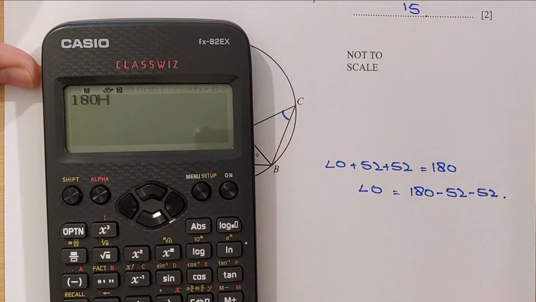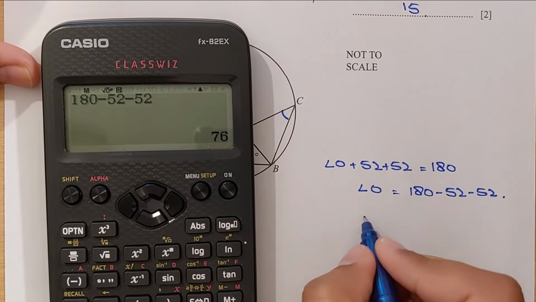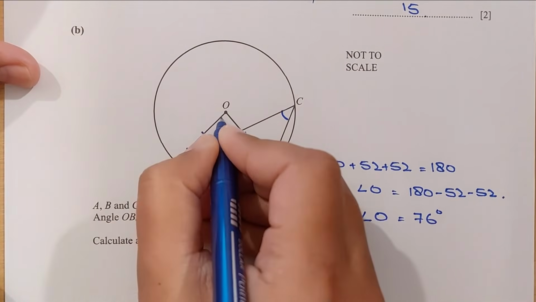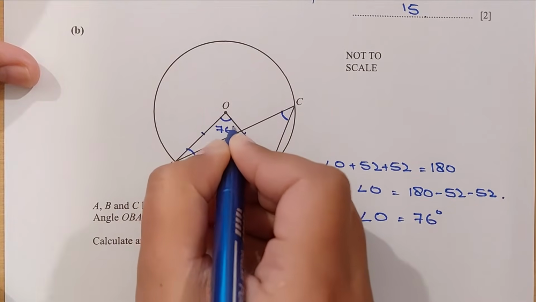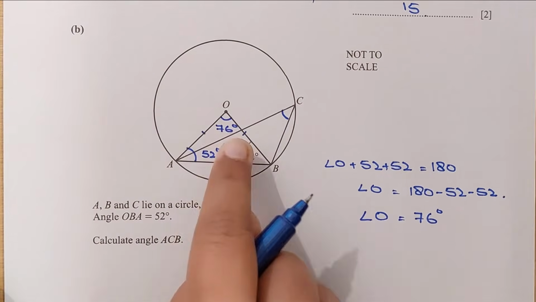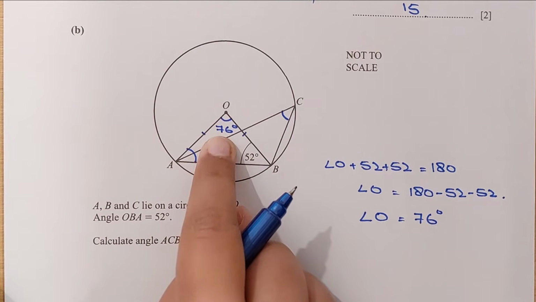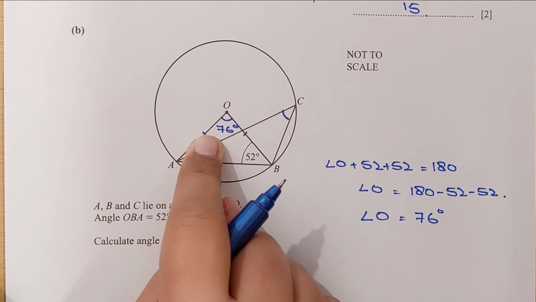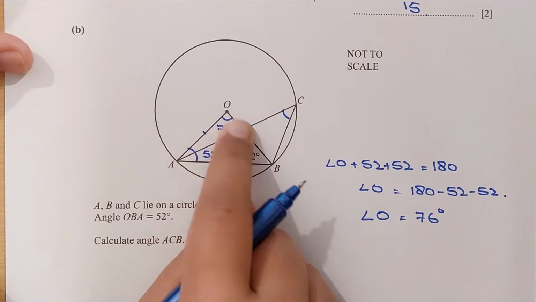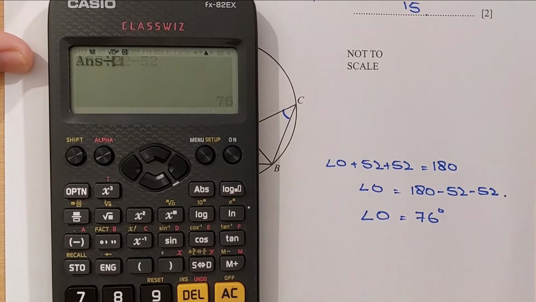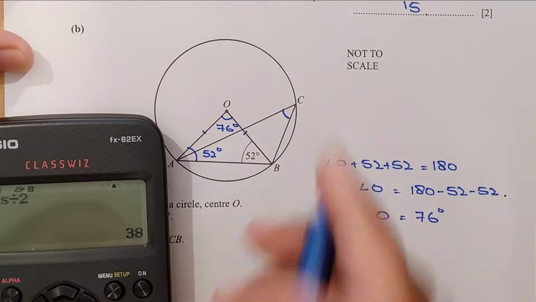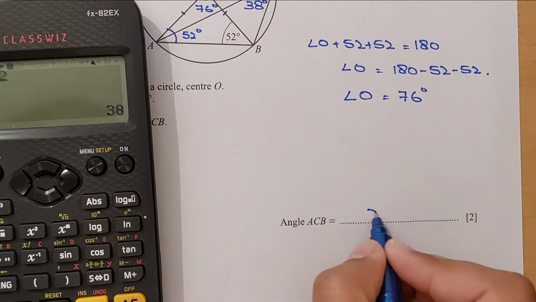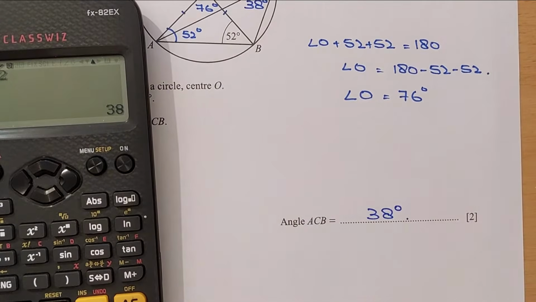So 180 minus 52 minus 52 is 76. Angle O is 76 degrees, right? So the angle at the center is 76. And what is the angle at the circumference? This is half of the angle at the center, right? So when the angle at the center is 76, half of 76 is the angle at the circumference, that is 38. So we have to use this theorem here. 38 degrees is the angle ACB.